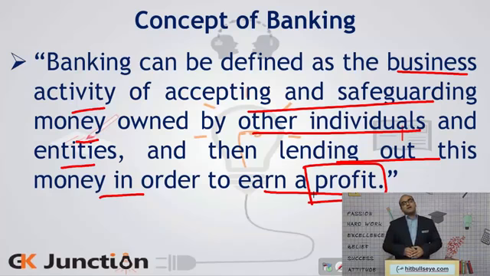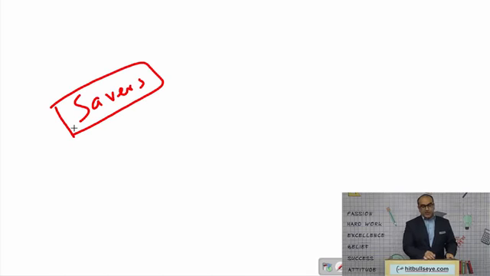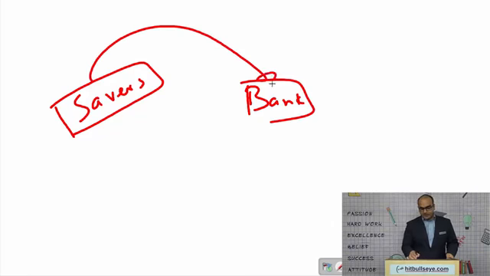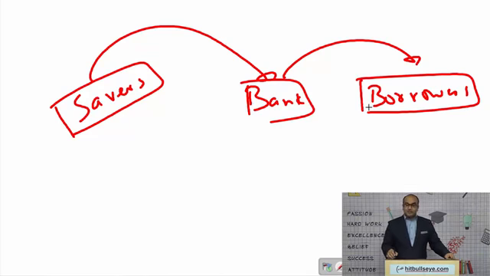Now let us try and understand how these banks earn this profit. There are savers in any economy. These savers include individuals, companies and the government itself. They deposit their money into different banks, and banks are giving out this money to borrowers. The borrowers also include the same set of people that are the savers. So individuals, companies and the government borrow from the banks.